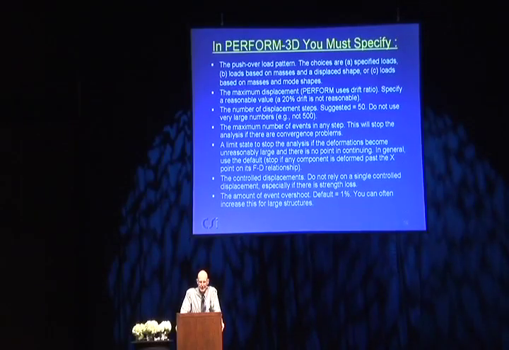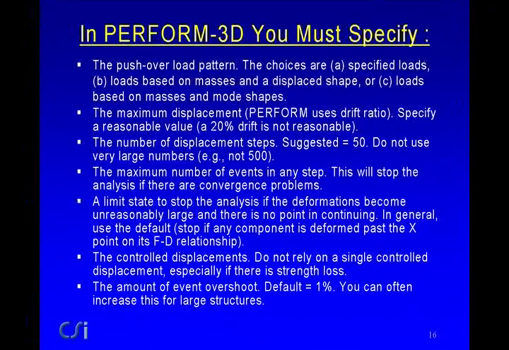Secondly, you must specify the maximum displacement, or in Perform, it's always a drift ratio rather than a displacement. And we ask you to specify a reasonable value. 20% drift is huge. There's not really any point in pushing over something to 20% drift. Why waste computer time? 5%, maybe 10% is more than you're ever going to need. So specify a reasonably realistic value.